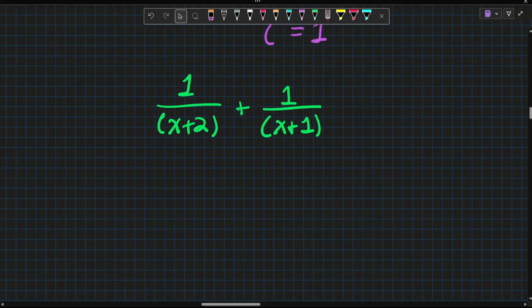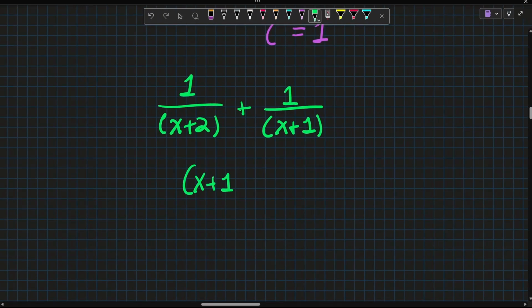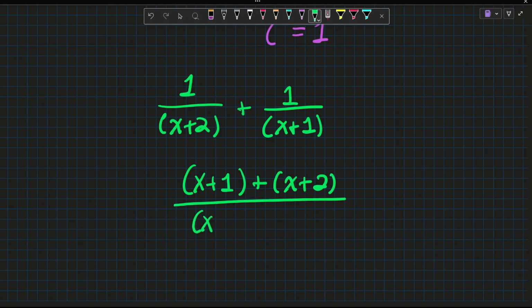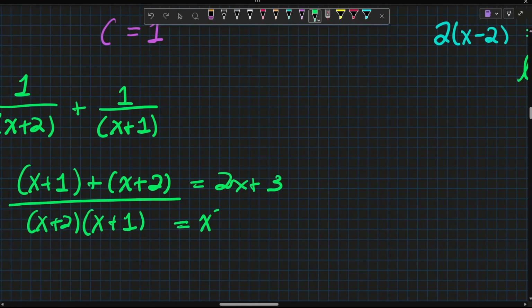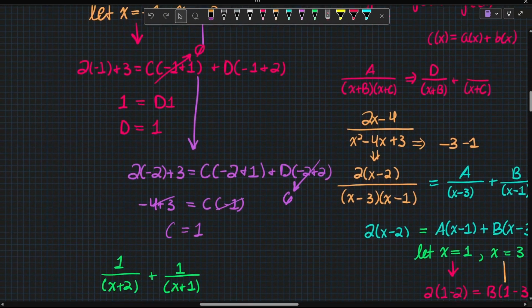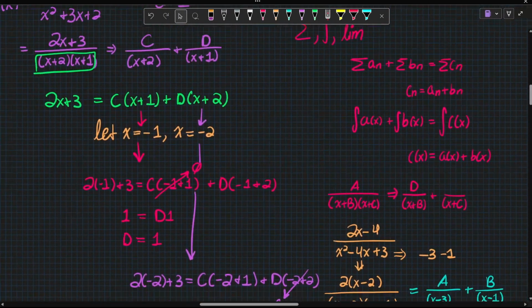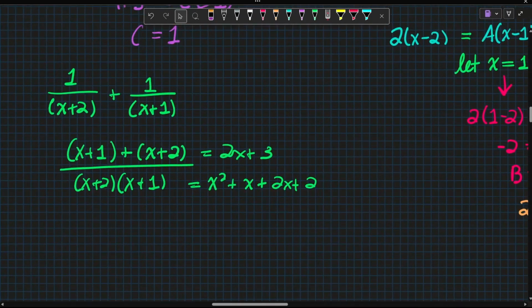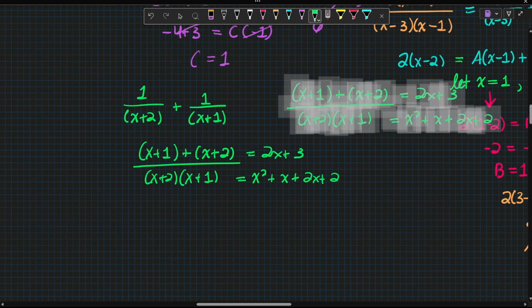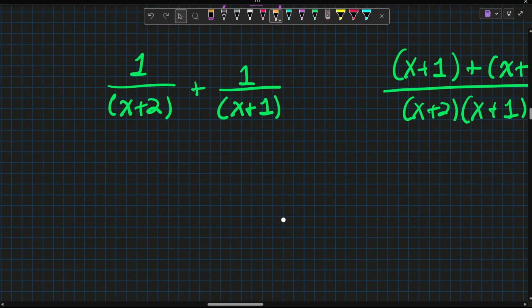So if you multiply, you get x plus 1 plus x plus 2 over x plus 2 times x plus 1. The top term becomes 2x plus 3. Bottom term becomes x squared plus x plus 2x plus 2. Yeah, I guess that's correct. Weird. Those are really nicely made questions. Okay, now that we've proven that to ourselves and we know we're correct, we'll compare these to the series again.